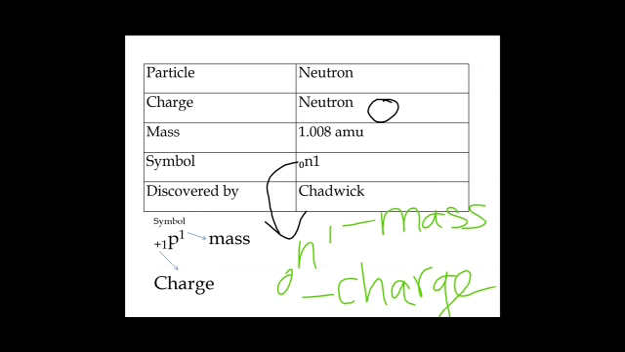Next, neutron. Charge of the neutron 0. Mass of the neutron 1.008 AMU. Symbol of the neutron has 0 and 1, and it was discovered by Chadwick. Neutrons are electrically neutral. They do not carry any charge. The mass of the neutron is equal to the mass of the proton.